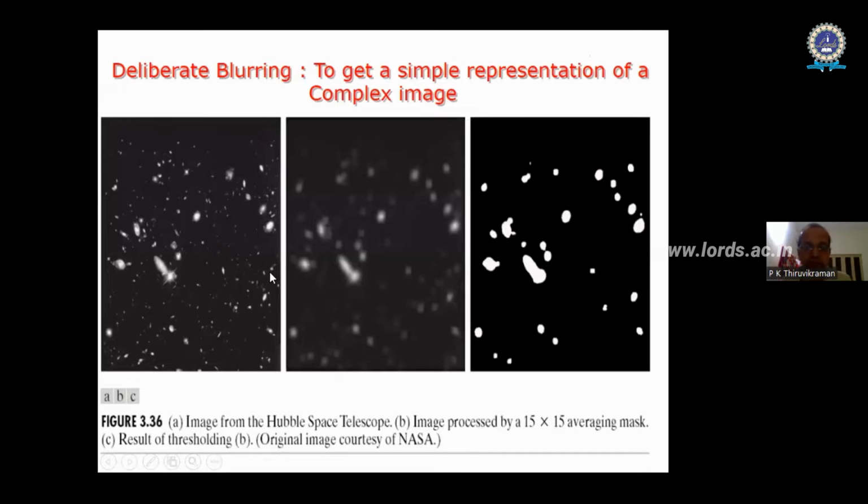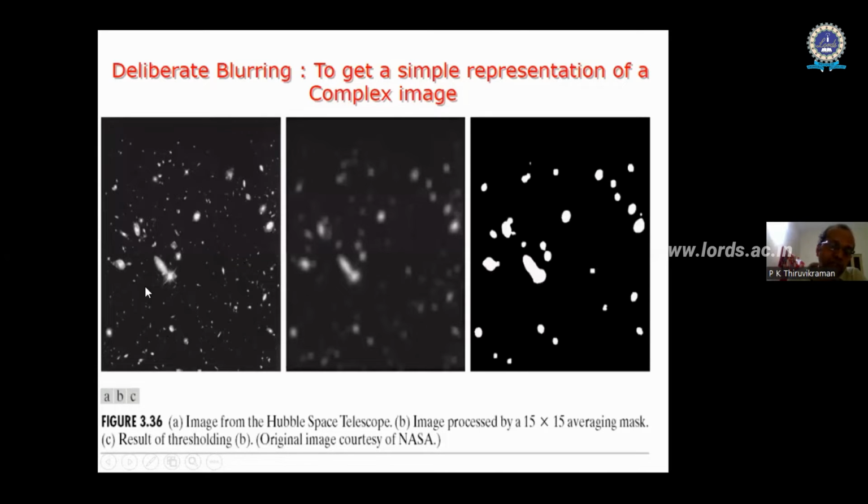Let me move ahead. Sometimes this blurring of edges can be done deliberately. Why would it be done deliberately? Suppose I want a simple representation of a complex image. What is a complex image? Take the image on the left. It has a lot of objects. This is actually a picture of the night sky taken through a telescope. There are a lot of stars, galaxies, so many objects of different sizes. There are small bright spots, and then there are bigger objects.